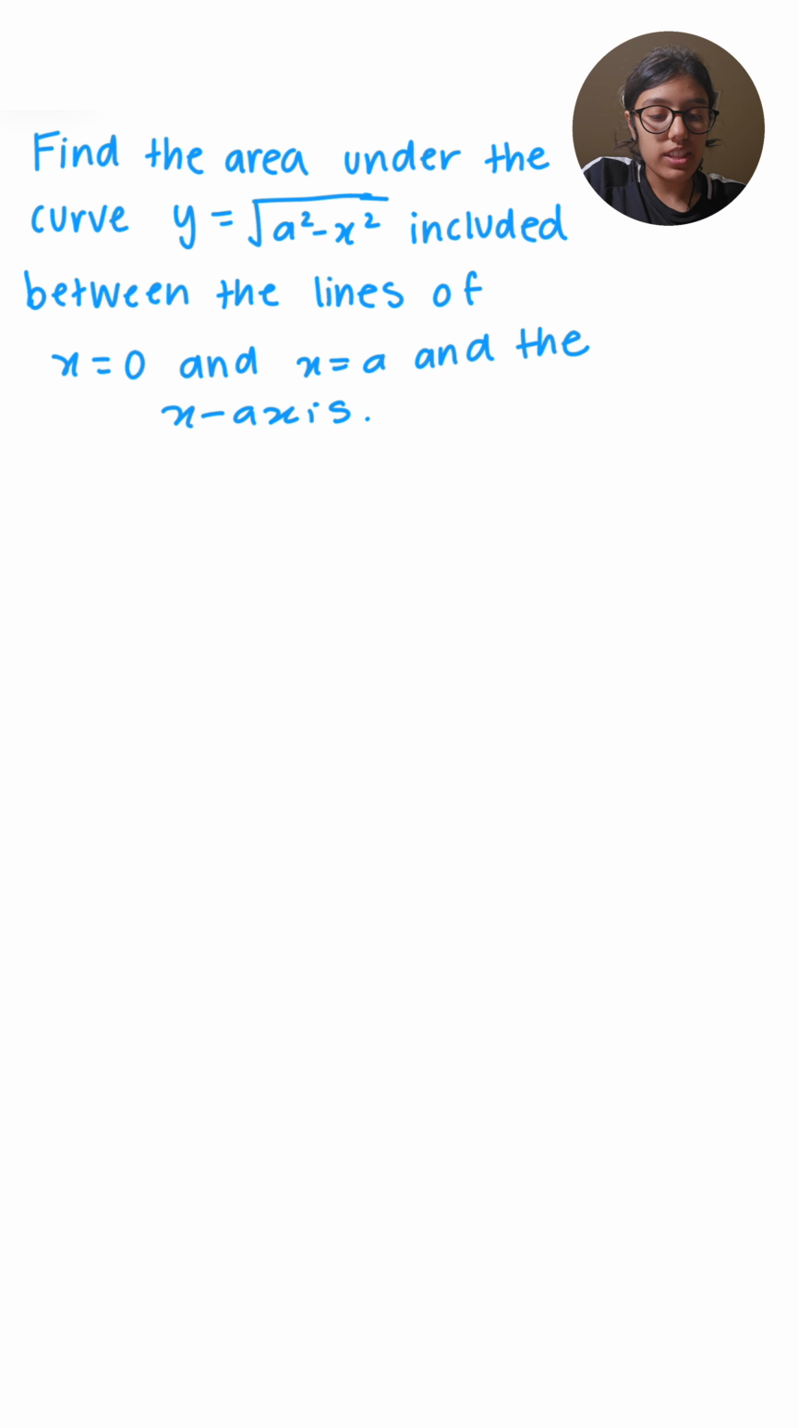Today let's take a look at this problem, and it is an integration problem. The problem is: find the area under the curve y equals square root of a squared minus x squared, included between the two lines x equals 0 and x equals a, and the x-axis.